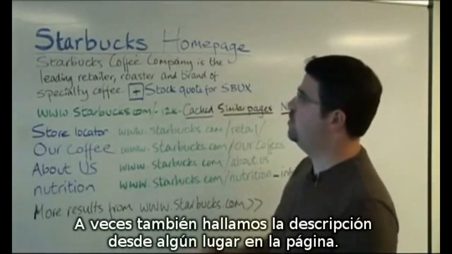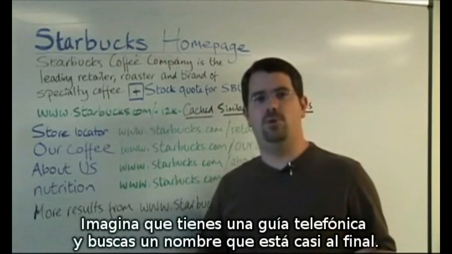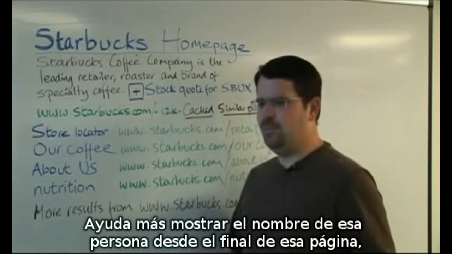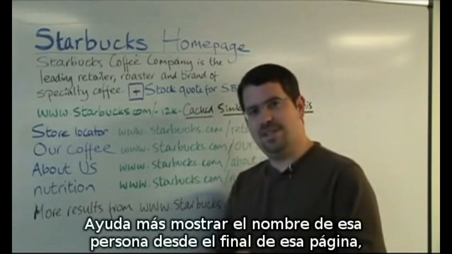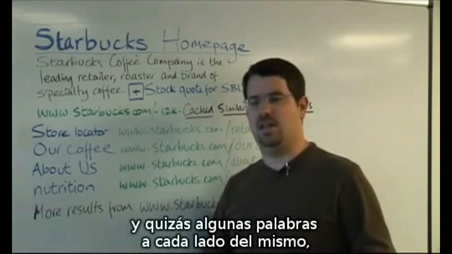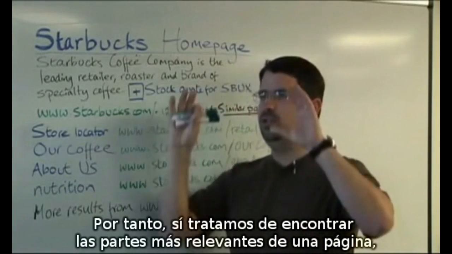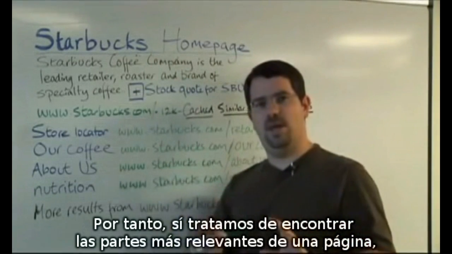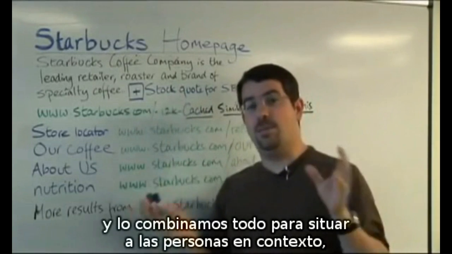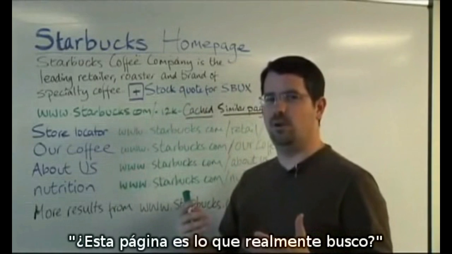Another thing that we sometimes do is we pull the description from a place within the page. So suppose you've got a phone book and you're looking for somebody's name and the name is way down at the bottom. It's a lot more helpful to show that person's name from the bottom of the page and maybe a few words from either side of that person's name than it is to show like the first 50 words from that page. So we do try to find the most relevant parts of a page. Sometimes it's a single snippet, sometimes it's multiple parts of a page, and we combine that together to give people a little bit of context. Is this page really what I'm looking for?